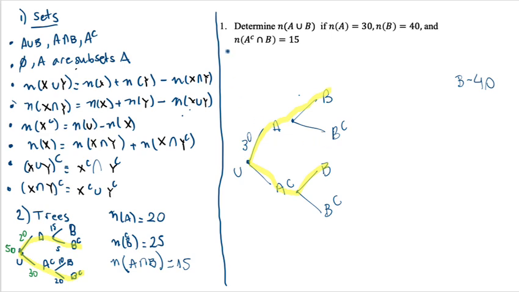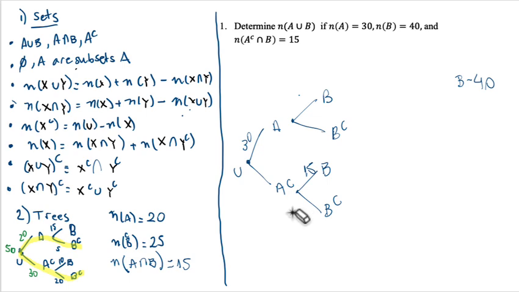And the other number that we have is that A complement intersection B is 15. So exactly this branch here is equal to 15, okay? All right, so this is my tree, and I completed all the information that I have, okay?